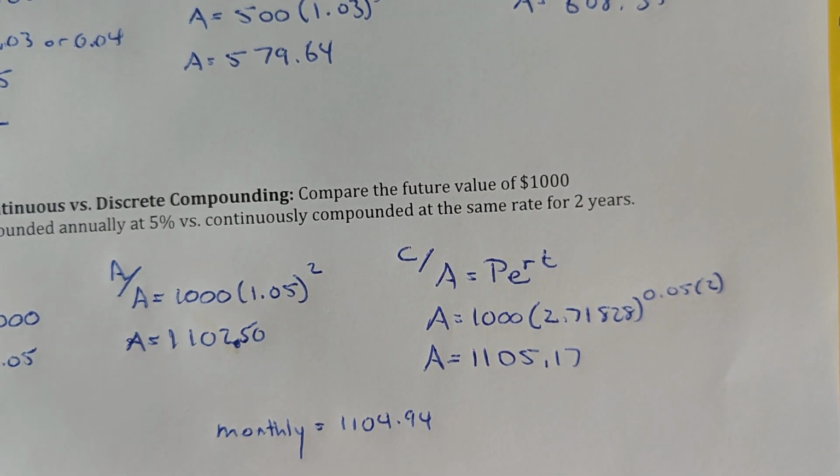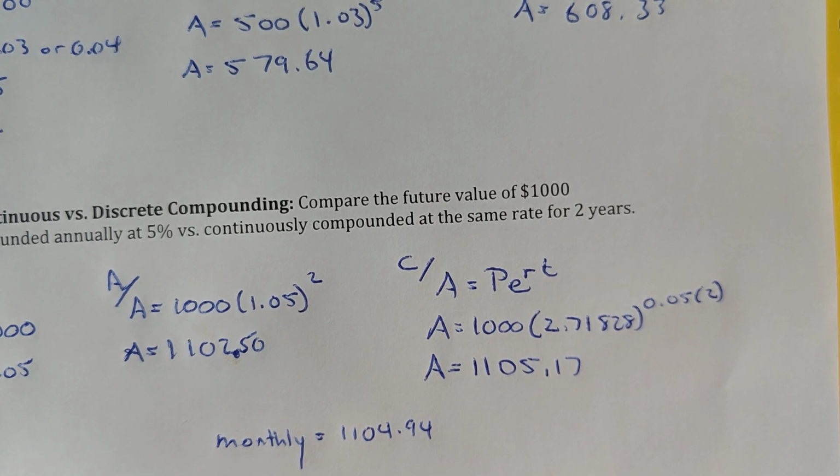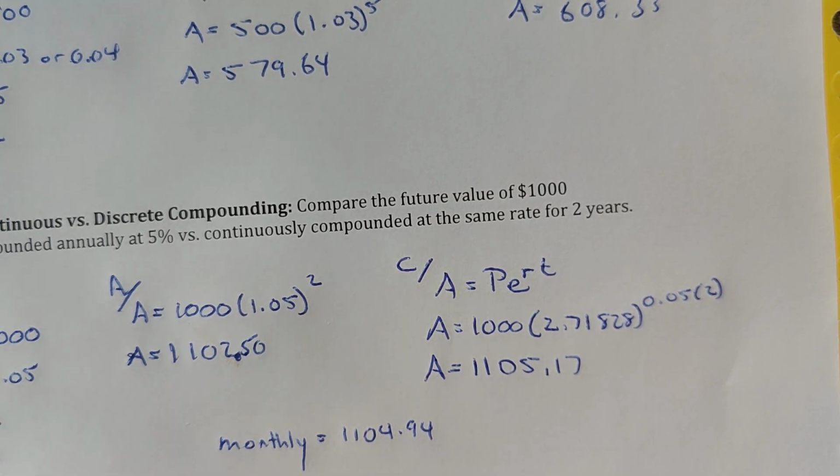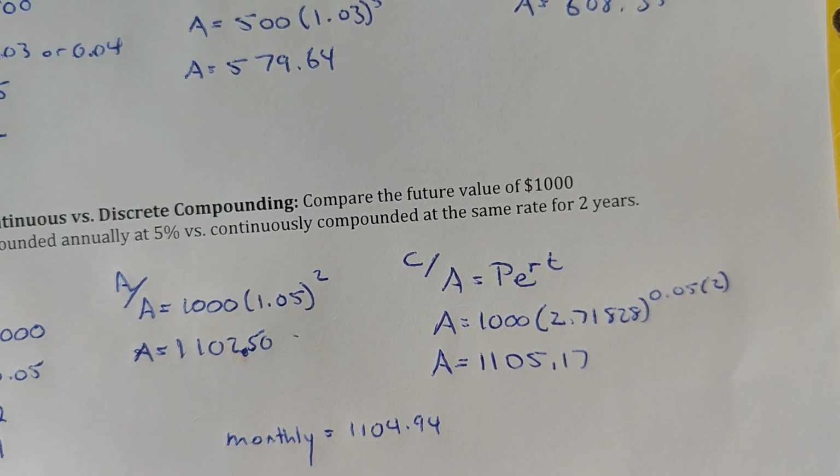So infinitely, the most money you could possibly make on $1,000 at 5%, if you compounded it every single instance of the universe, you would still only get $1,105.17. That is the maximum possible value versus if you do it annually, which is more apt to what you would get in terms of an investment.